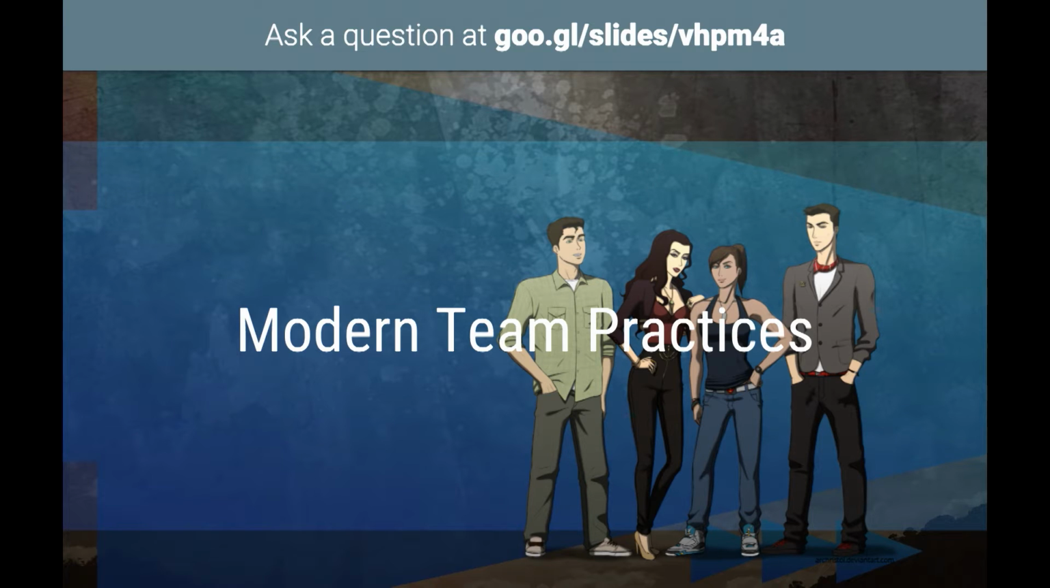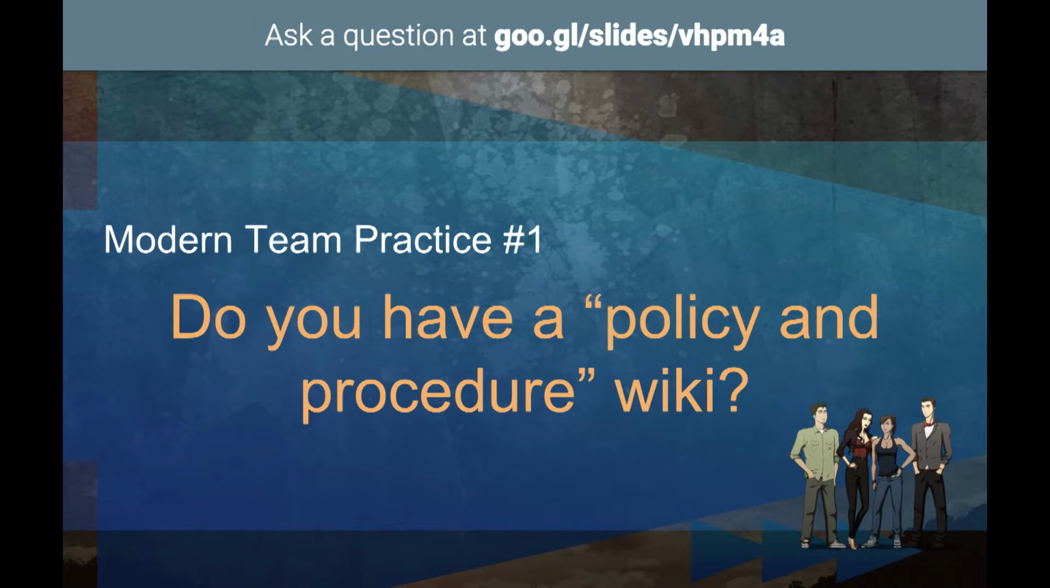So let's talk about playing nice with each other. Modern team practices. So at this point, we're talking about modern team practice number 1. Do you have a policy and procedure wiki? Now they use the term wiki here on the website. Basically, it's a publicly available, easily editable documentation space that can be whatever you want it to be. It doesn't have to be a wiki.